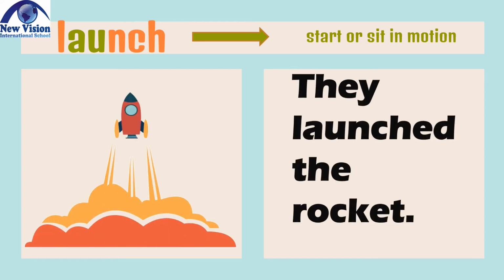The last word we have is lounge. Lounge is a verb. Launch: to start or set in motion. You see the rocket here? They launched the rocket. Launch. The vowel pattern here, I cannot hear you. Raise your voice, my students. It is the AU, which makes the sound O. Launch.